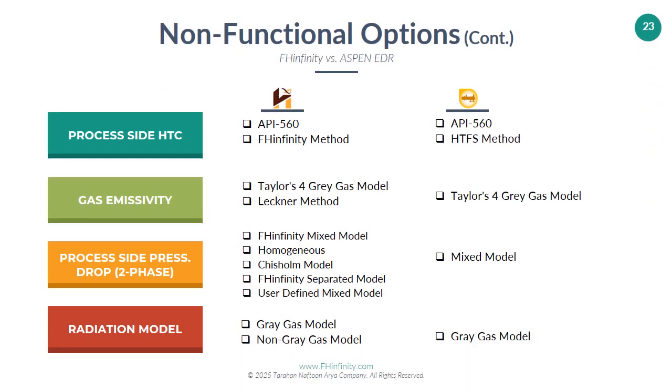Continuing with the physics. For process-side pressure drop calculation in two-phase streams, we support mixed model, homogeneous model, Chisholm model, FHinfinity separate model, and user-defined mixed model. Aspen EDR typically offers just the mixed model. For gas emissivity, we go beyond simple gray gas models to include non-gray gas and Lechner methods. This level of detail ensures that even the most complex fluids are modeled correctly.